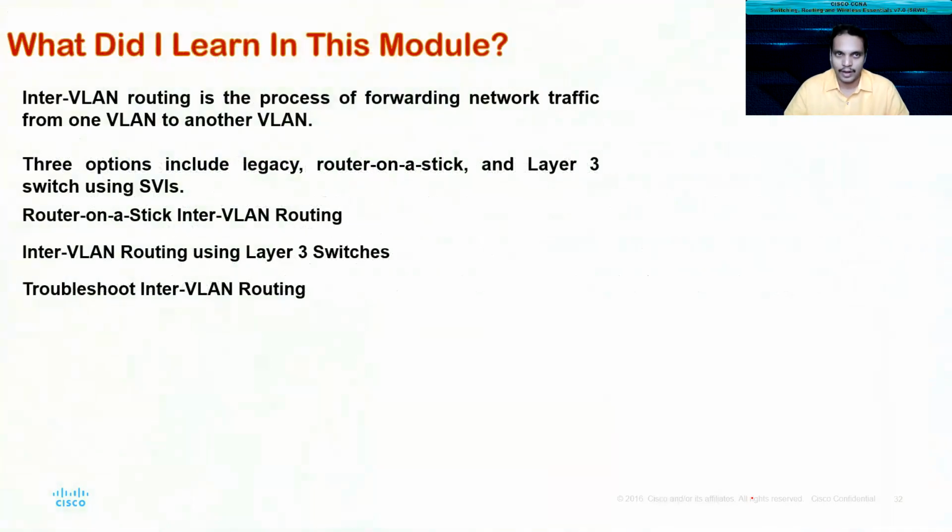So we have come to the end of this particular module. As I told you, inter VLAN routing is the process of forwarding network traffic from one VLAN to another VLAN. There are three common ways of implementing inter VLAN routing. The first one is a legacy one, which is no longer being used and is not scalable at all. The second option is router on a stick configuration, which is okay to use for small to medium businesses. Whereas the third one, which is the best and a highly scalable option, is the usage of a layer 3 switch, but it is slightly expensive.